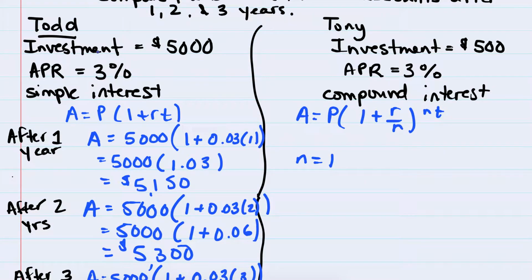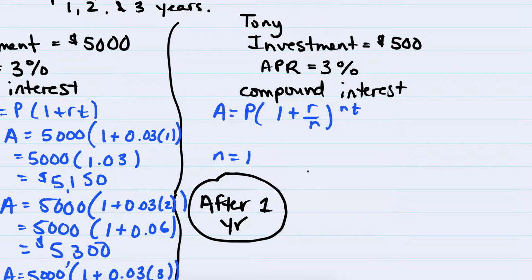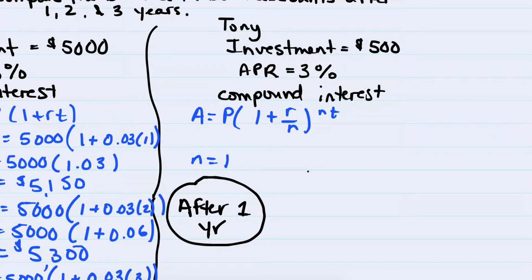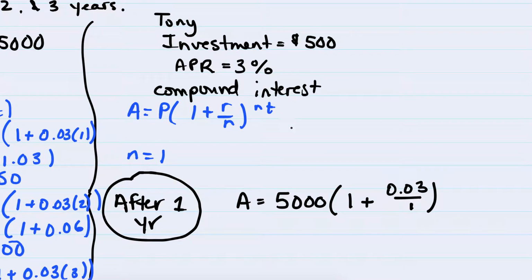Okay, let's figure out how much money he'll have at the end of 1 year. So after 1 year, and I'm going to circle this, I'm going to plug all my information into this formula. So A is P, which is 5,000, times 1 plus my R, 0.03, divided by my N, which is just 1, raised to the N times T.